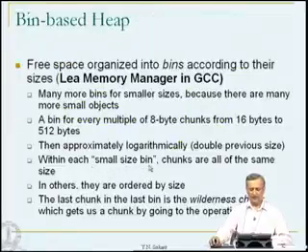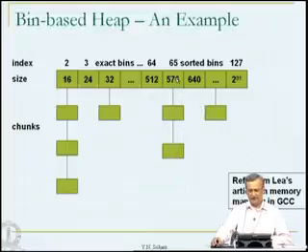Within each small size bin, chunks are all of the same size. I mentioned this just now. In others, they are ordered by size. Here these chunks are all not of the same size, they may be of different sizes, but they are stored in sorted order. So, between 512 and 576 there are many chunks. These are all stored here, between 576 and 640 they are all stored here and so on and so forth.